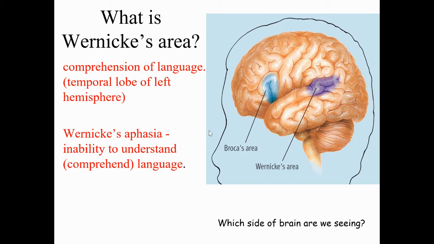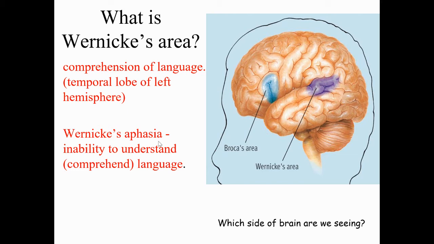So if I were talking to you and you damaged your Wernicke's area, you wouldn't be able to understand what I was saying. You would have what's called Wernicke's aphasia. Wernicke's aphasia is when you damage your Wernicke's area through a tumor or through a stroke. And that is on your left side of your brain. Remember, your left side of your brain controls language. La, la, la, left, la, la, la, language. Left side controls language.